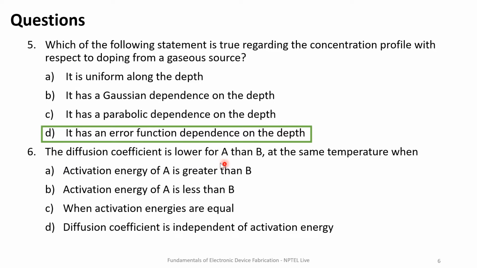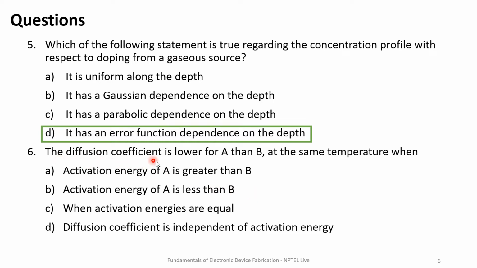The diffusion coefficient is lower for A than B at the same temperature when activation energy of A is greater than B, activation energy of A is less than B. When activation energies are equal, diffusion coefficient is independent of the activation energy. You will be able to answer this particular question if you remember the equation of diffusion coefficient. So, can somebody give me the equation of diffusion coefficient?